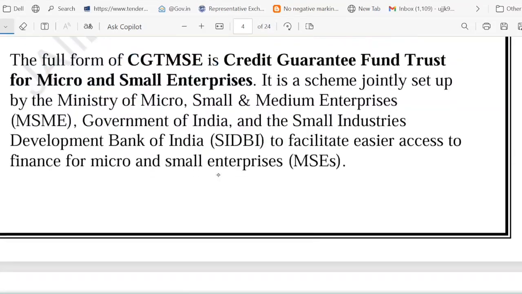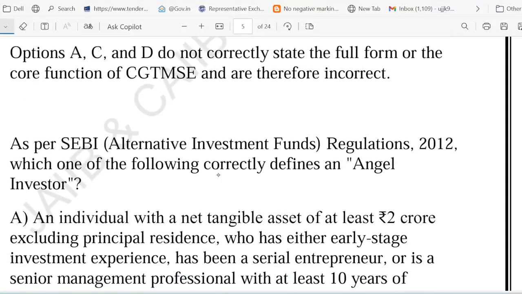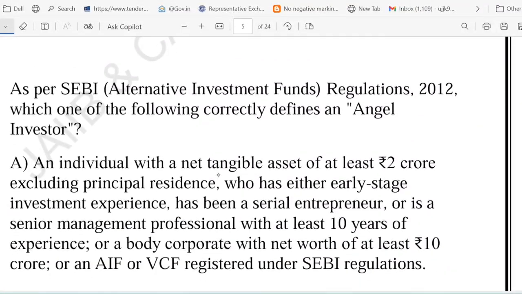I hope every aspect about CGTMSE is clear. Now let's see the next question that we have. Yes, very good question. This question asks you the definition of the angel investor. So the question is: as per the SEBI Alternative Investment Fund, in short AIF, Regulation 2012, which one of the following correctly describes an angel investor? So this question is regarding the angel investor, right?